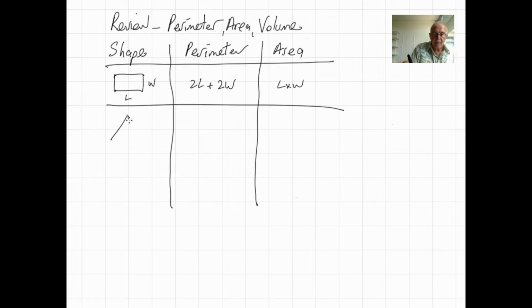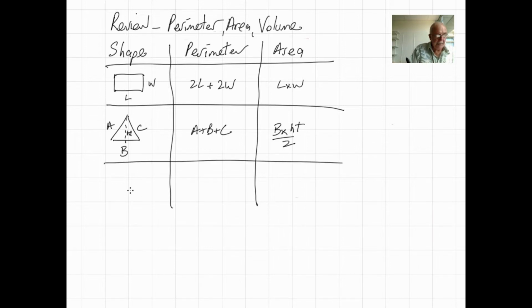Next we've got a triangle, and we'll call the sides B, A and C, and we'll call the height ht, little h, little t. So the perimeter of any triangle is just A plus B plus C, add up the 3 sides, and the basic rule for the area of a triangle is base times perpendicular height all over 2.